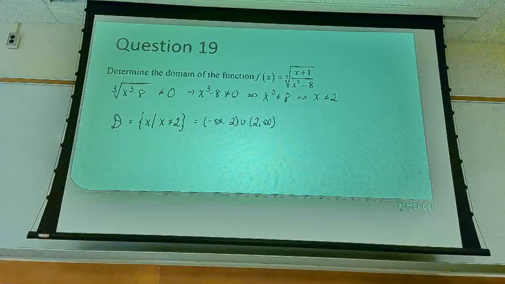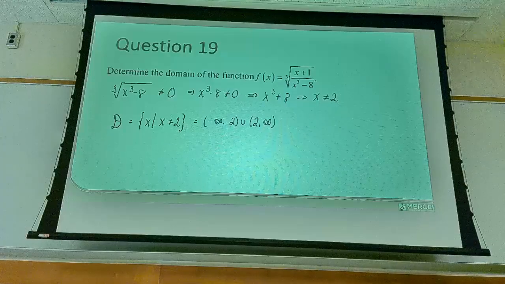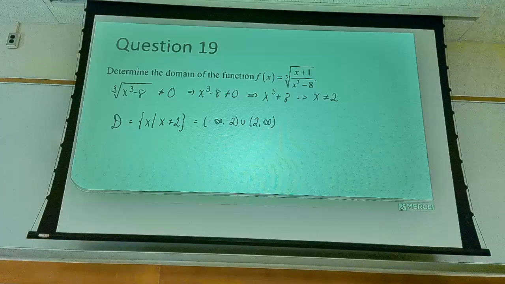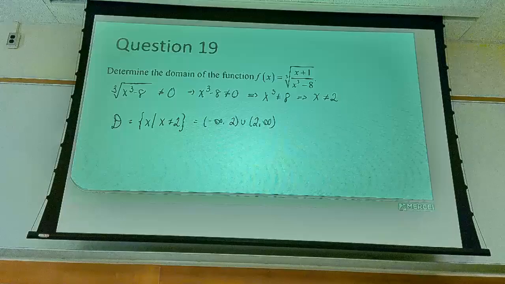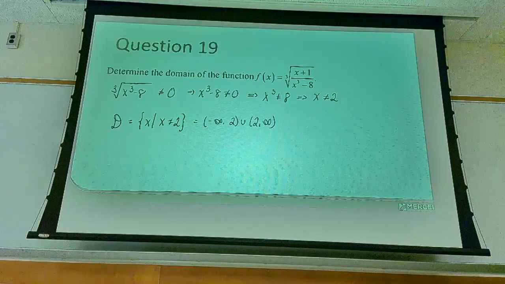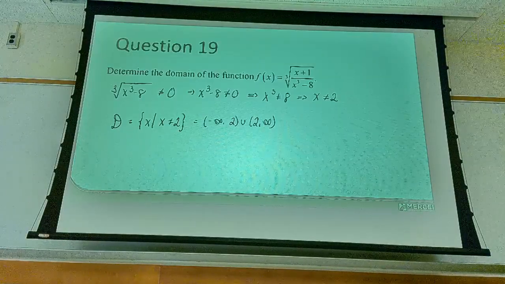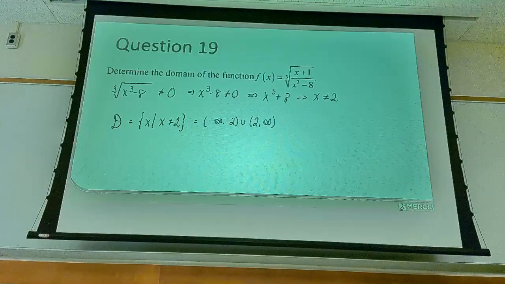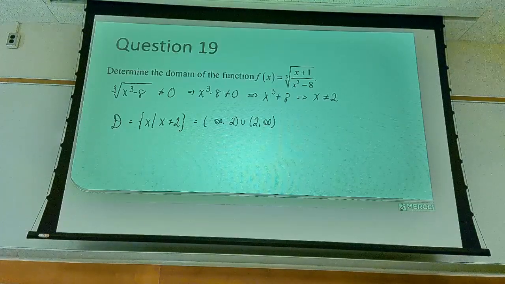Now, is 2 the only zero of x cubed minus 8? No, because it's not. But you're right. It's not the only zero. There's two other zeros. But they're complex zeros. We'll be examining zeros of polynomials later this semester, including the complex.